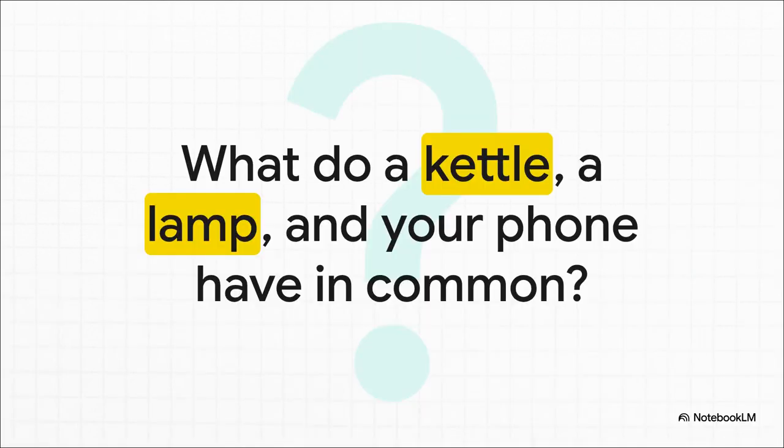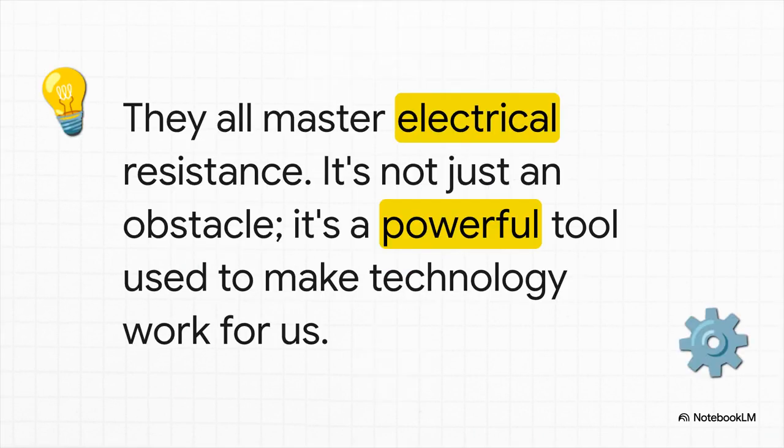So to kick things off, let me ask you something. What do you think a kettle boiling water, a garden light that flicks on by itself at night, and your phone screen that magically adjusts its brightness all have in common? I mean, they seem totally different, don't they? But believe it or not, they are all connected by one single fundamental principle of electricity. And that's the answer. They all have to master electrical resistance. See, it's not just some obstacle to overcome, it's actually this incredibly powerful tool that engineers use to make tech work for us in some really clever ways.